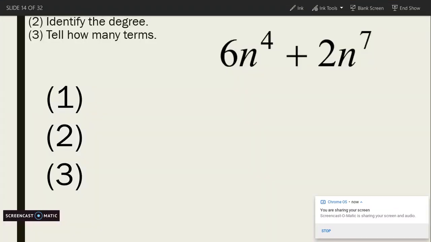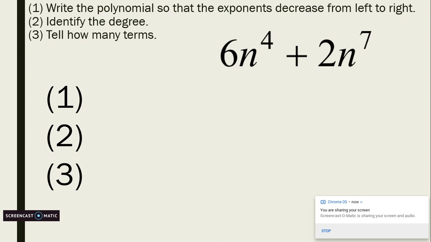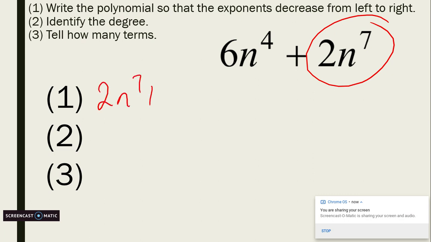All right, so let's talk through what your homework is going to look like today. You're going to have three directions. Write the polynomial so that the exponents decrease from left to right. Identify the degree, tell how many terms. And so the highest exponent is here. So we're going to write 2n to the 7th plus 6n to the 4th. We have written the polynomial, so the highest exponent is on the left, the lowest exponent is on the right.